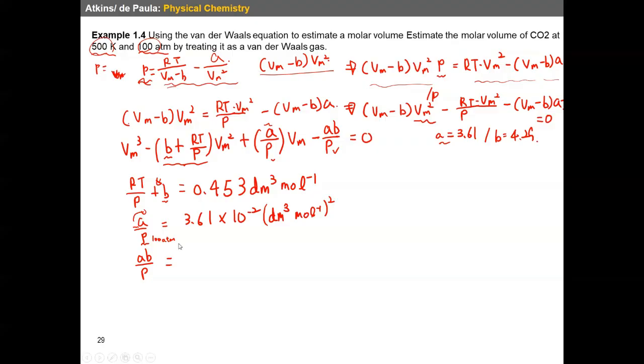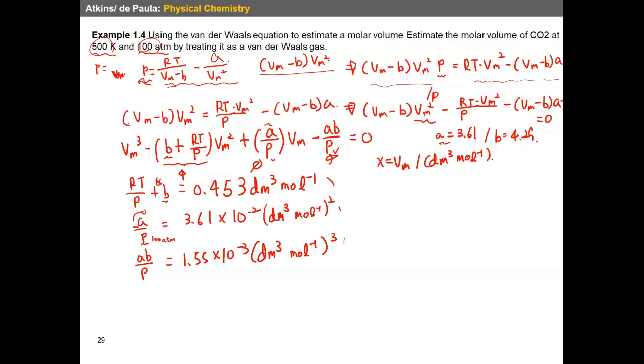This can also be solved by applying these values here, and then we have 1.55 times 10 to the minus 3 decimeters cubed. So by simply applying all these values to this equation, and for more simplification, we put x equal to Vm, with units of decimeters cubed per mole.